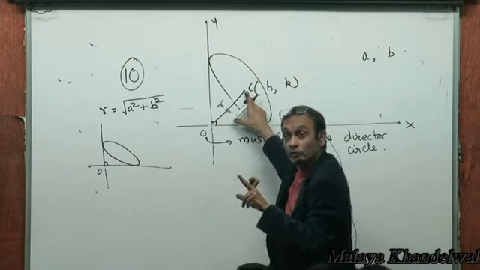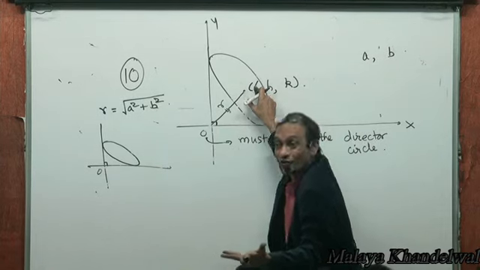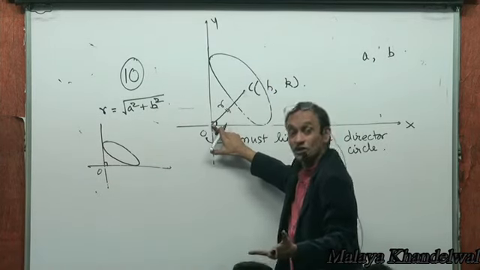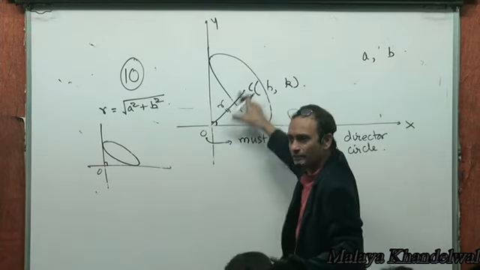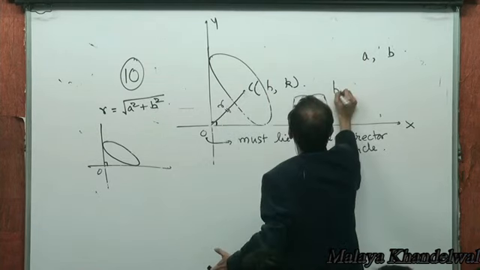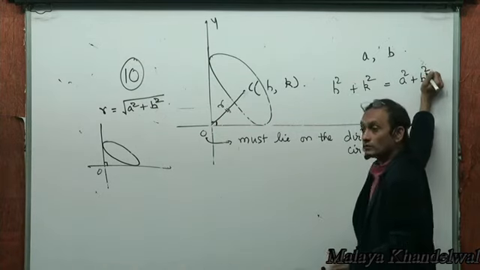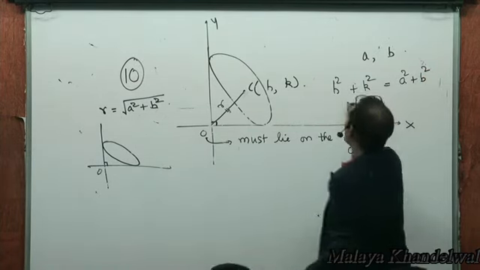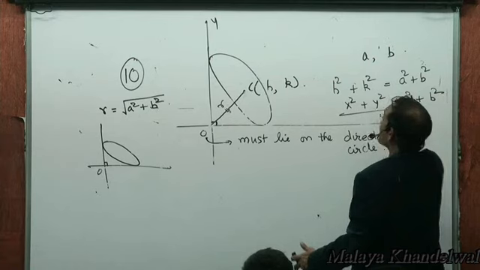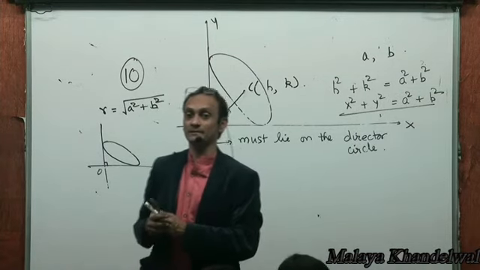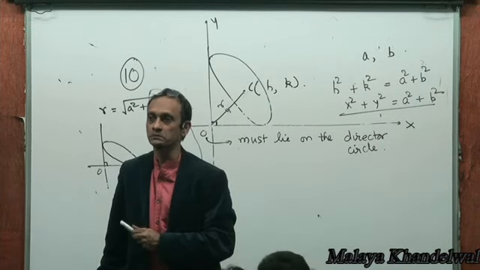Therefore, the locus of C is a circle whose center is (0, 0) and whose radius is R. Yes or no? That means OC squared must be R squared. That means h squared plus k squared must be R squared, which is a squared plus b squared. Generalize this, and it will give you the locus of C, which means x squared plus y squared is a squared plus b squared. That's the locus of the center of such an ellipse. Yes or no? Got me?